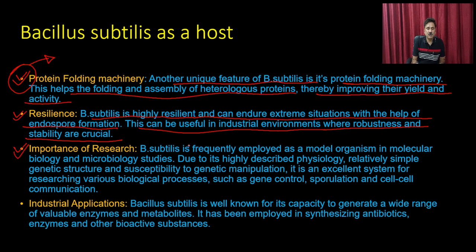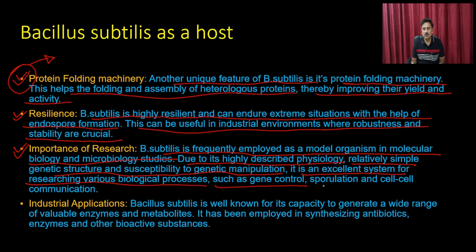Then importance of research. Bacillus subtilis is frequently employed as a model organism in molecular biology and microbiology studies due to its well-described physiology, relatively simple genetic structure and susceptibility to genetic manipulation. It is an excellent system for researching various biological processes such as gene control, sporulation and cell to cell communication and so on. Then talking about the industrial applications.